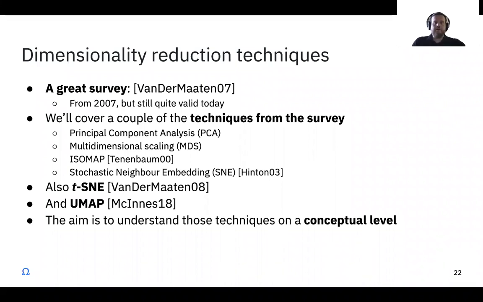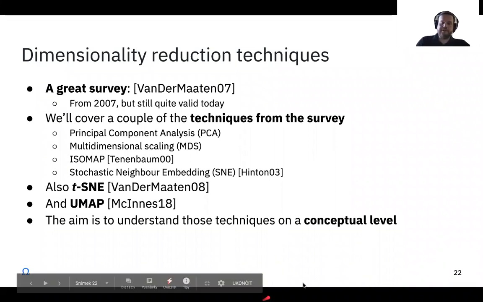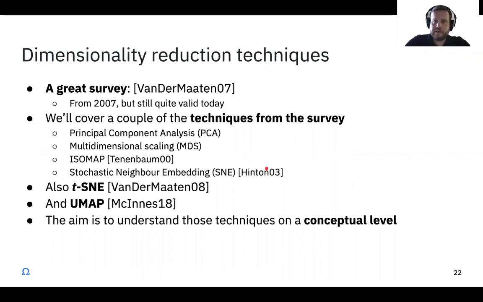Okay, so we have talked about the overtures to dimensionality reduction. Now let's delve more into the actual methods. There is a great survey from Laurens van der Maaten from 2007, which might sound quite dated, but it's still quite valid today. So it might be a nice thing for optional reading.